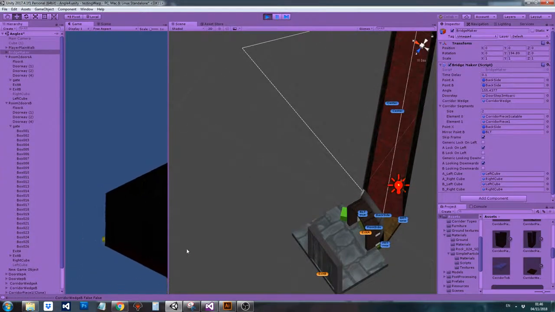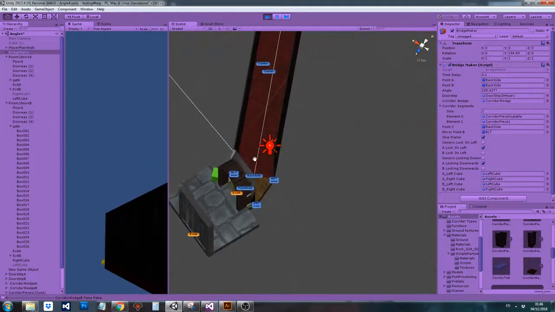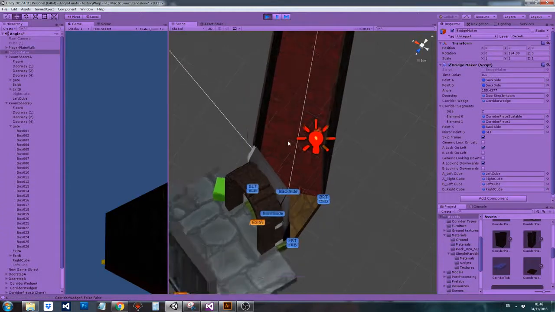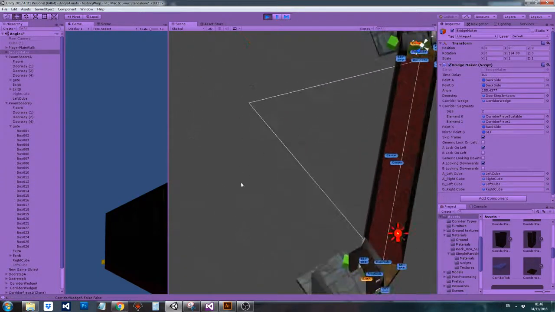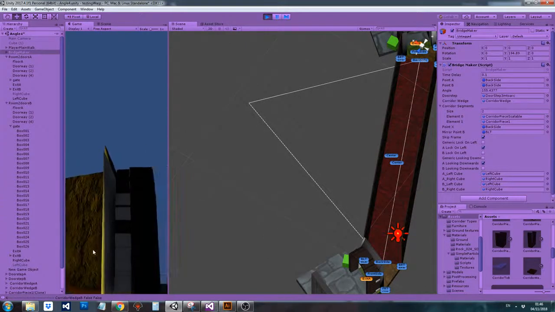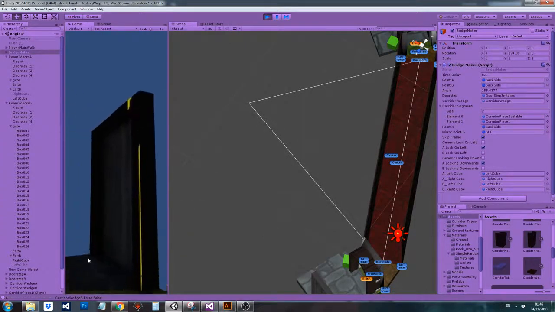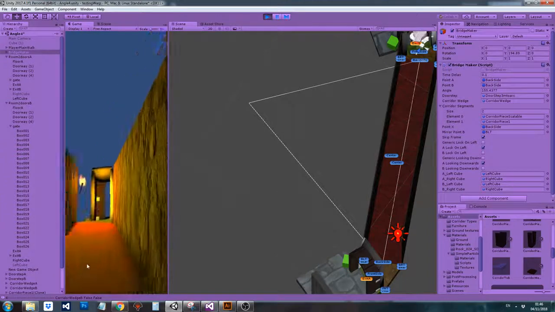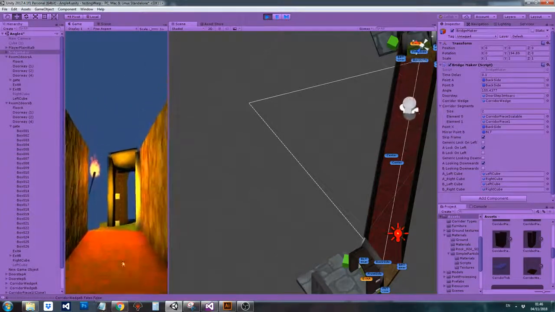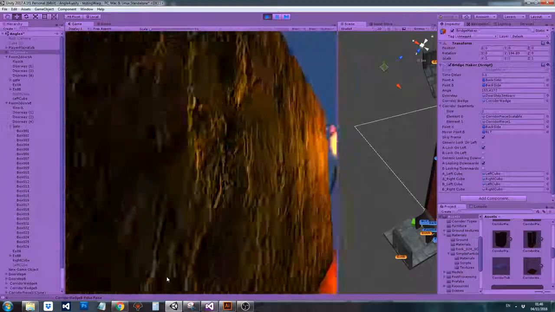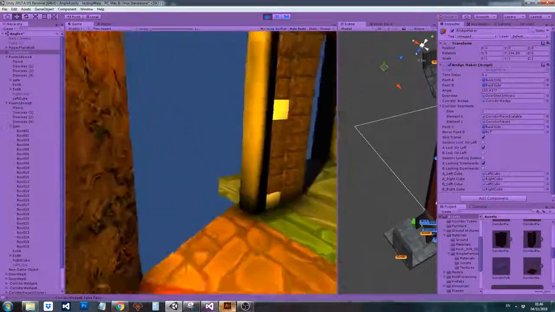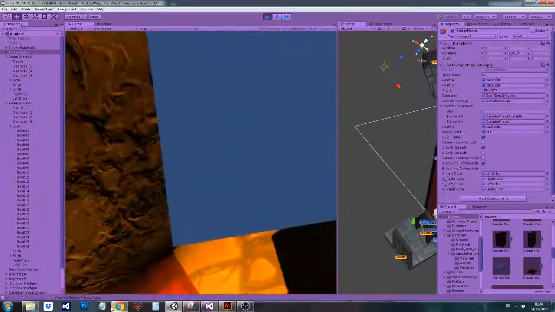And again, you can see it's made a perfect fit, even though we moved the exits in rotation and position between them. You can see again, it's a good fit between them.